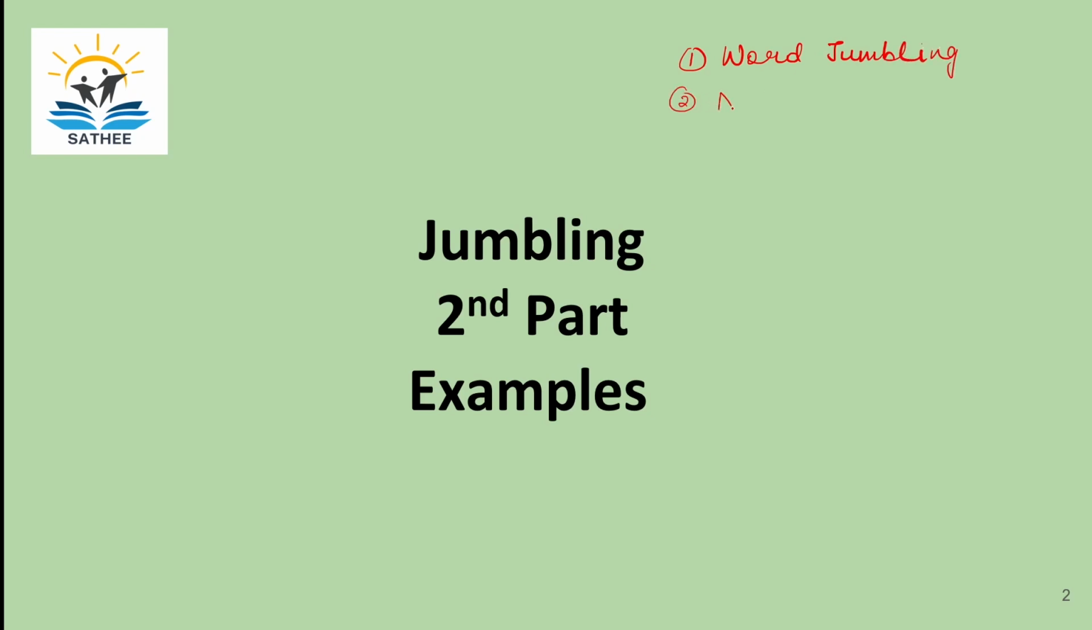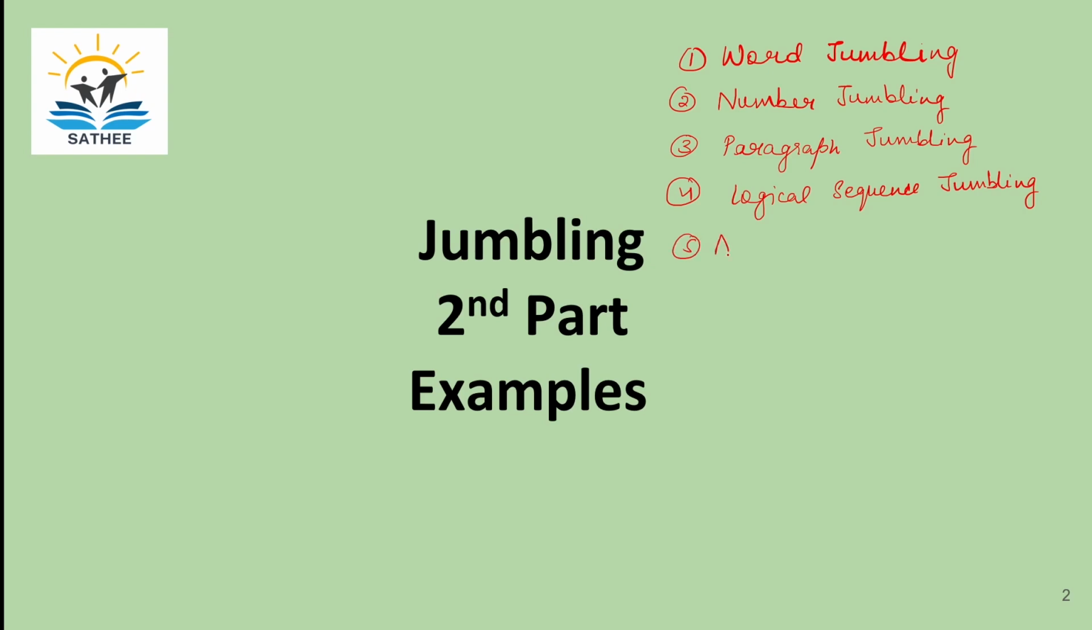Number 2 was number jumbling. The third type was paragraph jumbling. The fourth type was logical sequence jumbling. And the fifth type was alphabetical order jumbling.